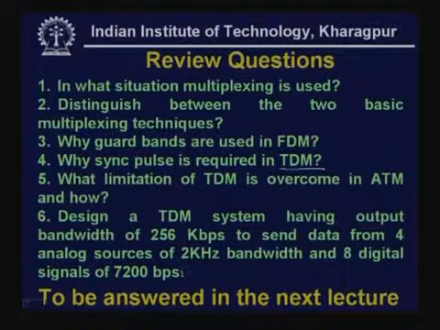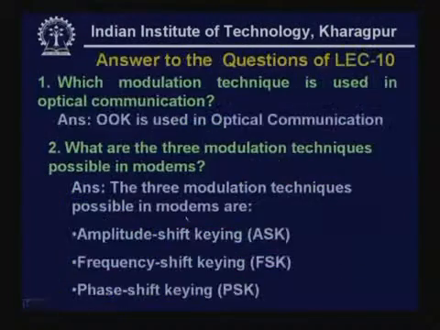Sixth question is, design a time division multiplexing system having an output bandwidth of 256 kilobits per second to send data from 4 analog sources of 2 kilohertz bandwidth and 8 digital signals of 7200 bits per second. So, here you will design a time division multiplexing system by making use of pulse stuffing and other techniques. And the answers to these questions will be given in the next lecture.